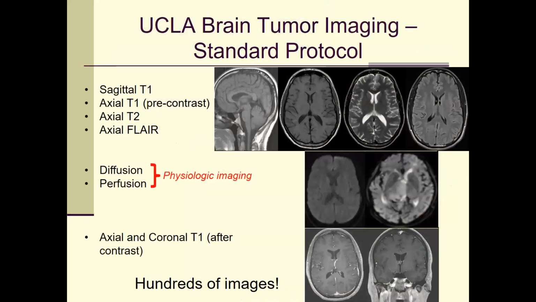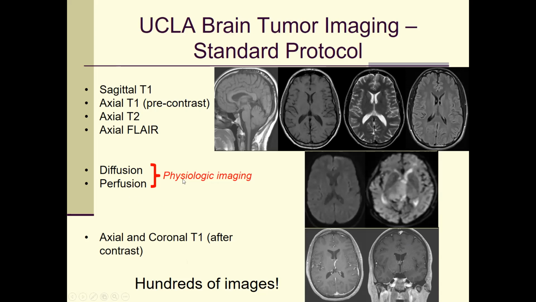So the UCLA Brain Tumor Imaging Standard Protocol has hundreds of images we obtain in different planes. So this is the nose here, and the back of the head here. This is sagittal imaging. And here is the axial imaging, and also coronal imaging. We can also get very thin cut volumetric imaging to reconstruct in many different ways of looking at the tumors.